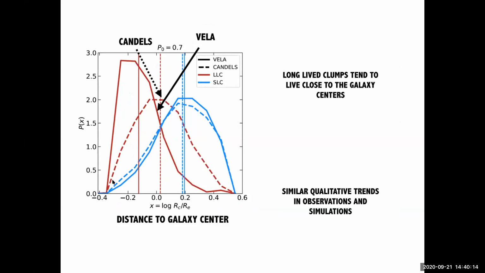Again, this goes in the direction of migration, right? These clumps which have survived tend to be closer to the galaxy centers, while the ones which are short-lived are more in the outskirts. So again, the constraints on the origin point more to an in situ formation, and then we see here these trends which agree with theory.